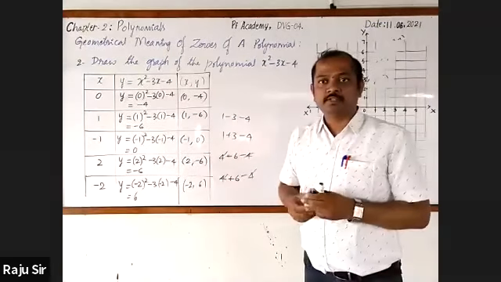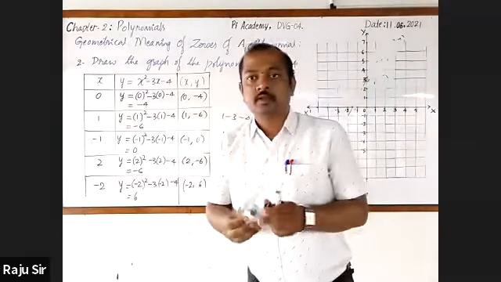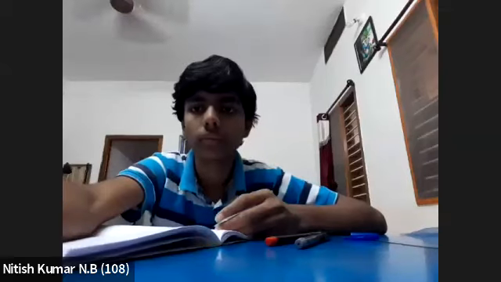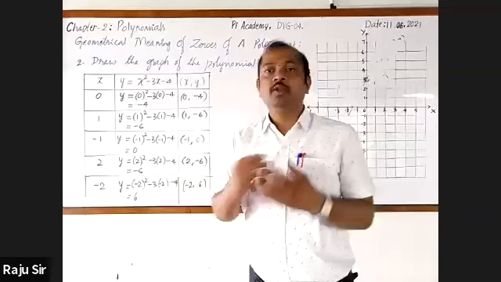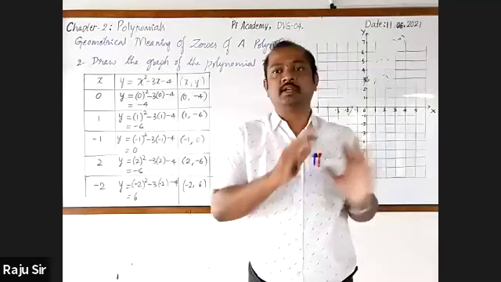Hope that you have finished. Yes, now the coordinate points table is over. Let us go for drawing the graph. How many points should we take for a quadratic equation, sir? Three points. One neutral, one positive, one negative.